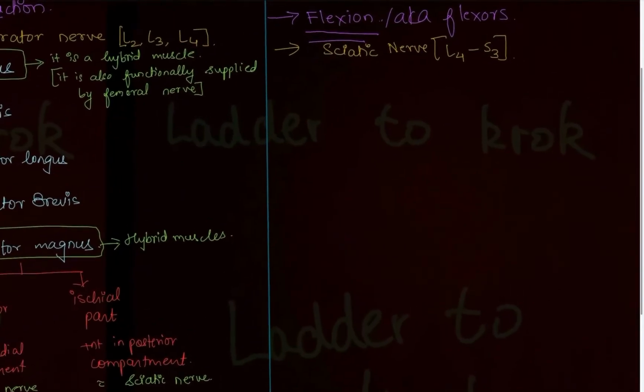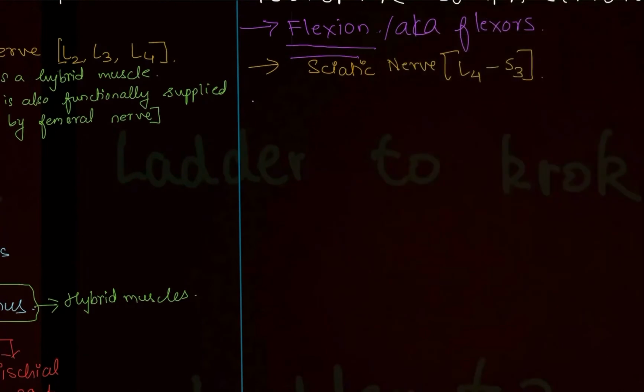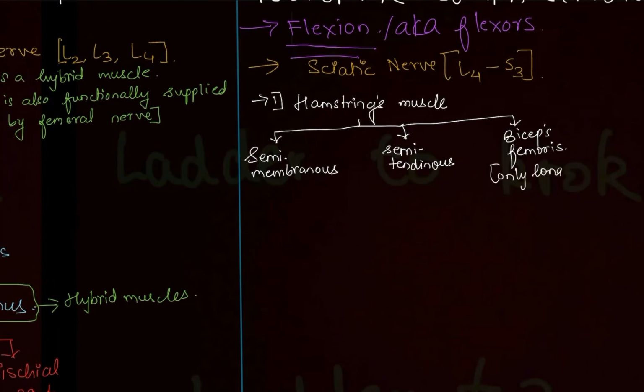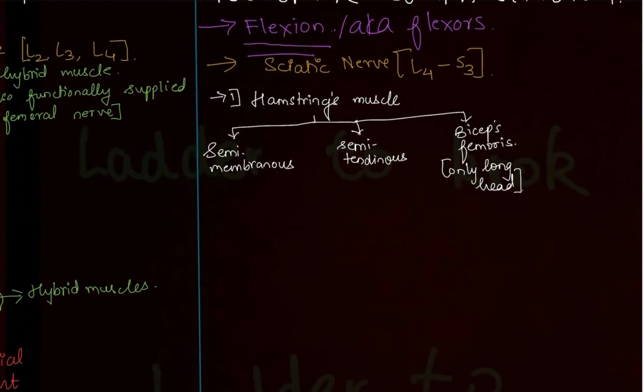Now let's do the posterior compartment. The first muscle in the posterior compartment is hamstring muscles. What is the name? Hamstrings muscle. Now this hamstring muscles comprises of which muscle? Write down. So hamstring muscle is having semimembranous muscle. It is a group of muscle. Then the next is semitendinous. It is having biceps femoris, only long head. These three muscles comes under the hamstrings muscle.